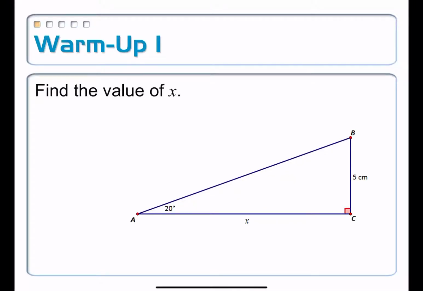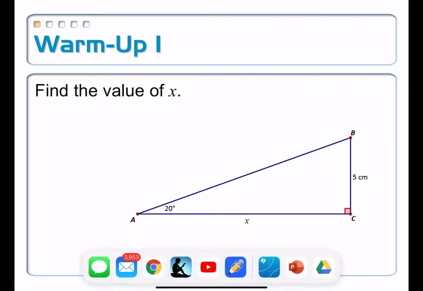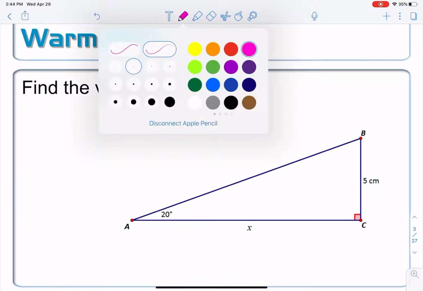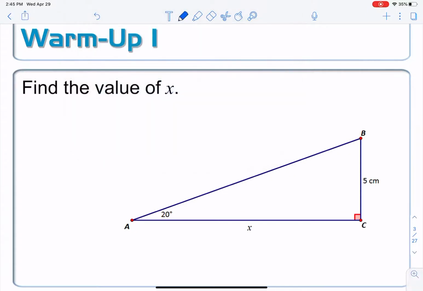Okay, so in this warm-up exercise, we want to find the value of x, and we've got ourselves a right triangle. This should be a piece of cake. I love right triangles. Solving right triangles is easy: Pythagorean theorem, special right triangles and stuff like that. I should be able to do it pretty easily, right?